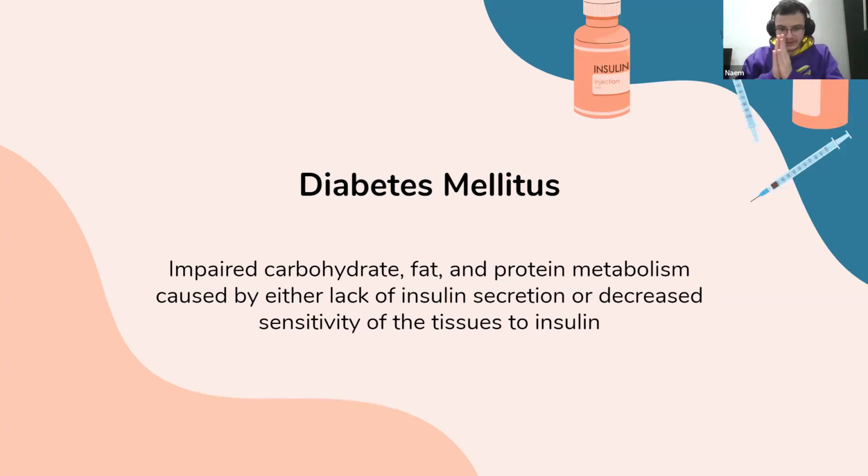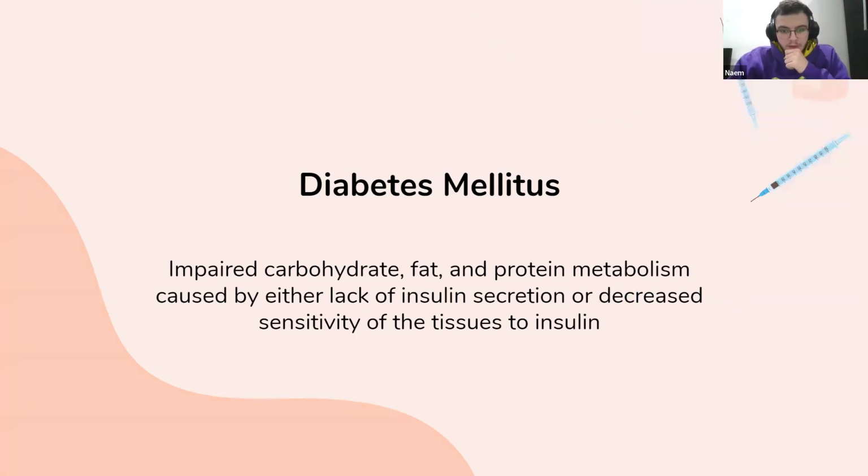So basically, diabetes mellitus is one of two cases. Either we have decreased insulin secretion, so there is no insulin secretion, or there is insulin, but there is decreased sensitivity, so there is increased resistance. Another way, decreased sensitivity, increased resistance, the same. This is the basic definition. I hope it's very clear, and let's move on.